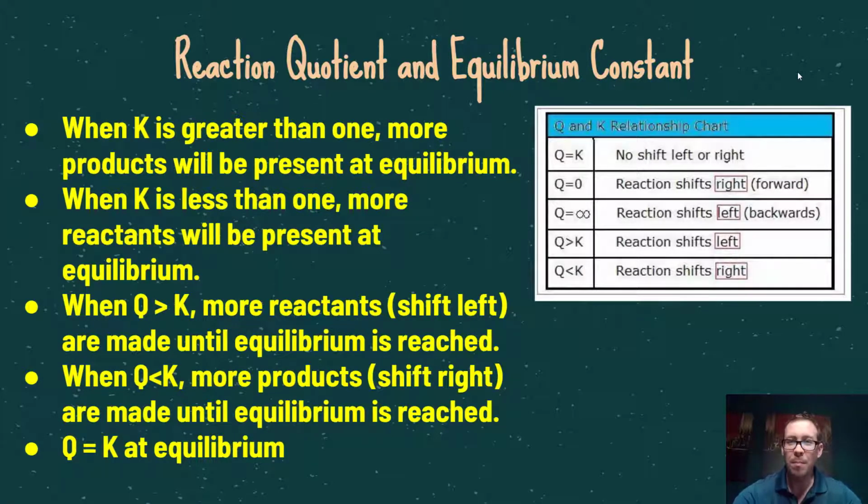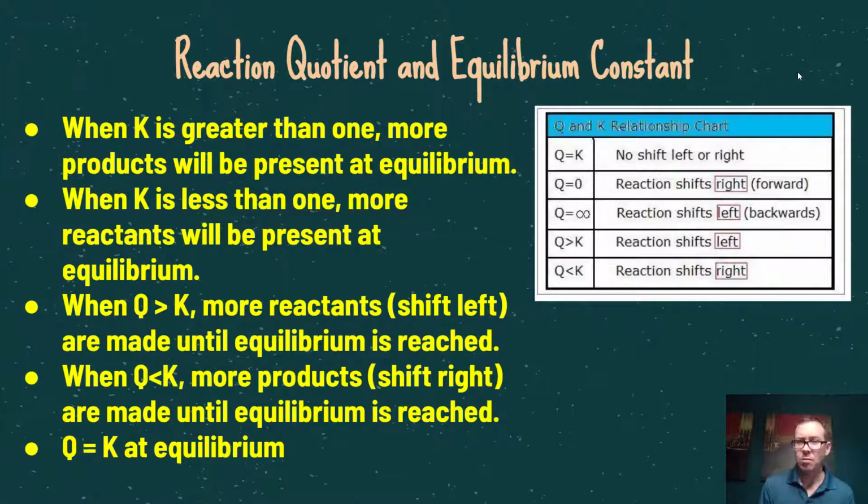Now, when we're comparing Q and K, what I like to say is follow the alligator mouth. So when Q is greater than K, we're going to make more reactants. So Q is to the left, so I just think of it as the reactant side, even though it's not solely applicable here. But when Q is greater than K, our reaction is going to shift to make more reactants until equilibrium is reached. When Q is less than K, we're going to make more products. That is, the reaction is going to shift to the right, and we're going to make more products until equilibrium is reached. Remember that Q does equal K at equilibrium.